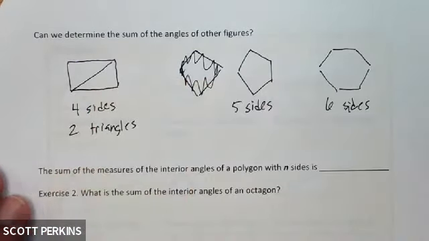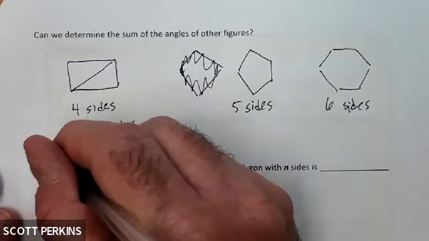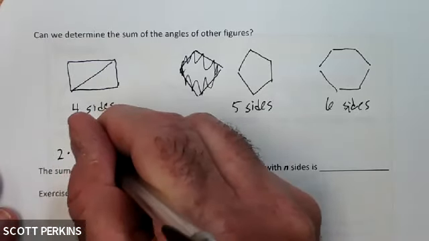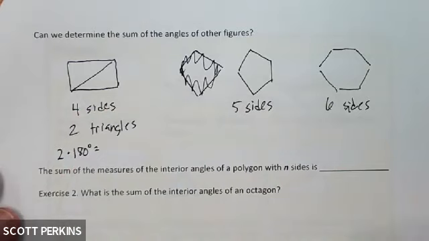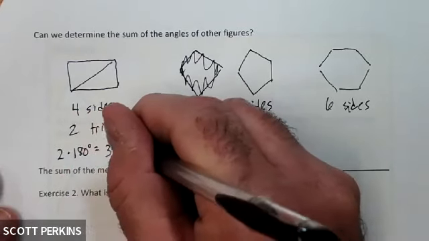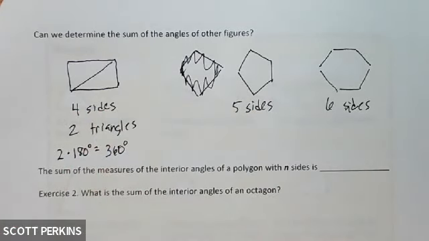And we know from the previous page that each of these two triangles, the sum of the angles is 180 degrees. So now I have 2 times 180 degrees. And so in a four-sided figure, I have 360 degrees if I was to add up all the angles. You with me? Do you see how I got that?